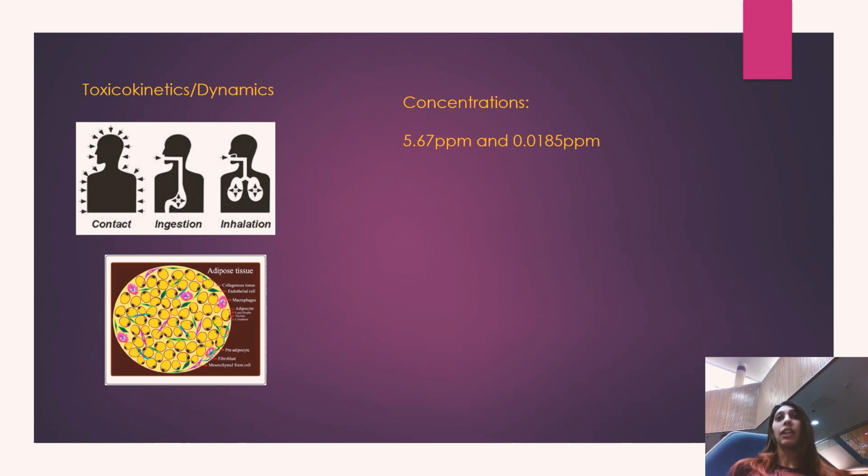Dieldrin concentrations in adipose tissue and plasma were 5.67 parts per million and 0.0185 parts per million in employees exposed to aldrin and dieldrin. In a number of nations, dieldrin has also been found in the adipose tissue of the general population. So that's why I put some pictures on there to show the contact, ingestion, and inhalation for the toxicity, and then adipose tissue because it absorbs into the adipose tissue.